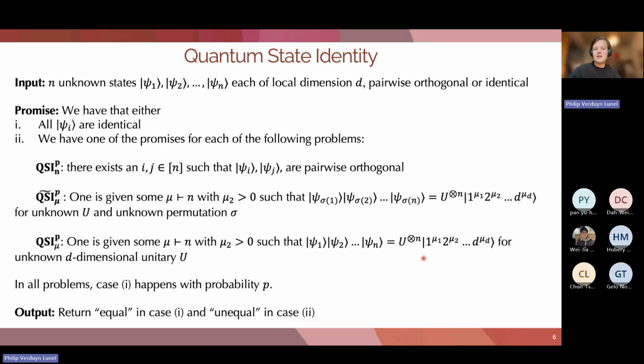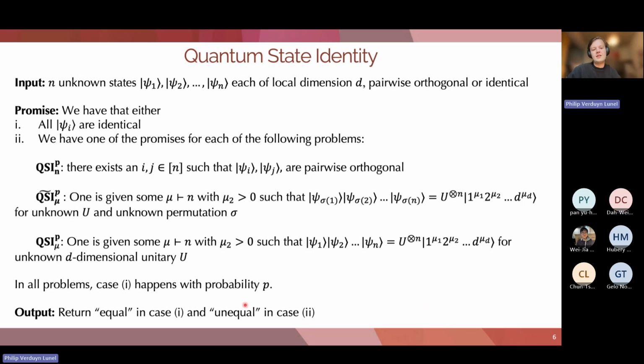Then one can also think about the case where you actually do know the order. So there are n states in a random basis, and you know the first mu 1, mu 2, and so on, which are just numbers that define a partition. So you know that the first mu 1 states are orthogonal to the next mu 2 states. So they're either all equal, or you know that blocks are orthogonal, and you need to distinguish between the two cases.